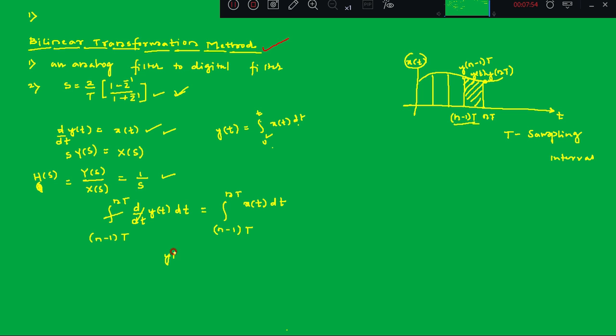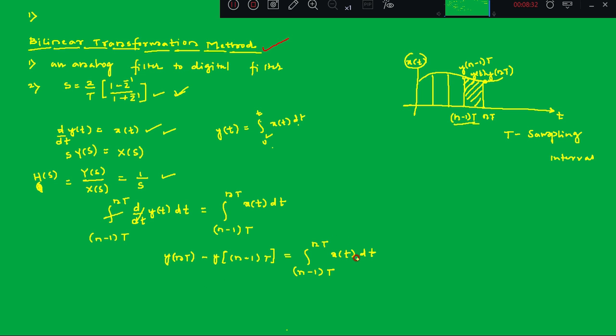So here y of, before cancelling you have to apply the limits, right? So what is the upper limit? y of n times T minus y of n minus 1 times T, right? And here it is integration from n minus 1 times T to n times T, x of t into dt. Is that clear? Right? So what is this x of t?